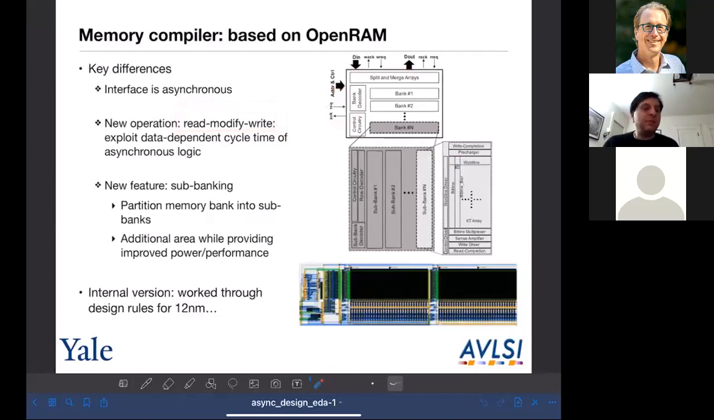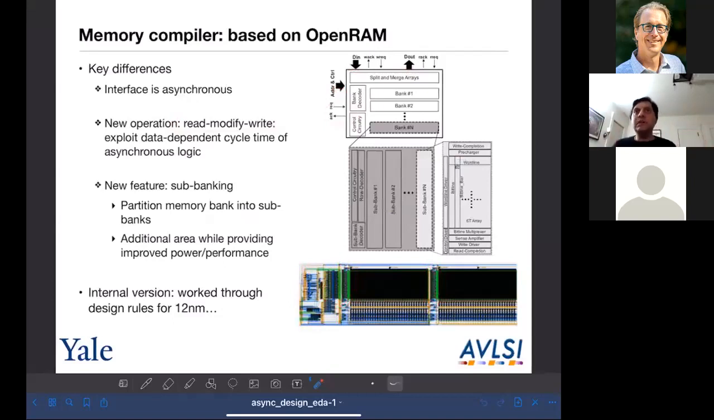Another interesting feature that we added to the baseline OpenRAM implementation was sub-banking. You can see that this is a 28 nanometer layout. You've got the decoder, and we have a second level of drivers, which are repeated for each sub-bank. This effectively gives you the same effect as a hierarchical word line. You pay some area, but you get power and performance improvements.